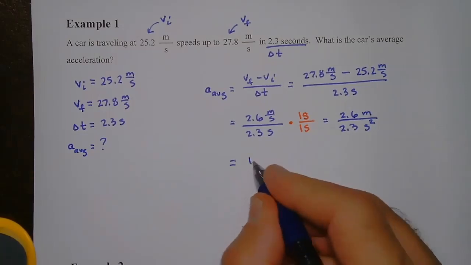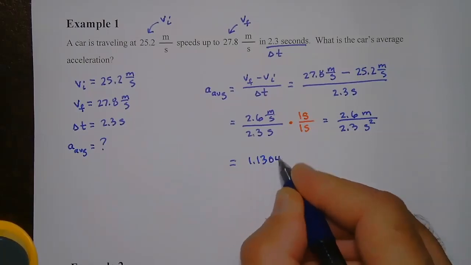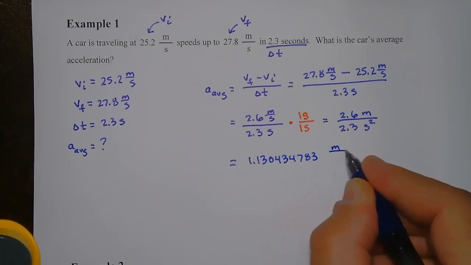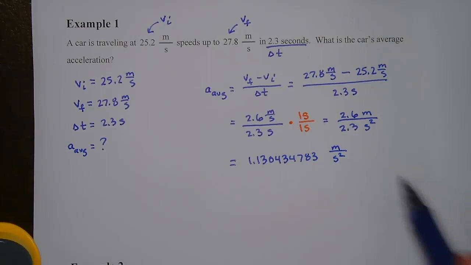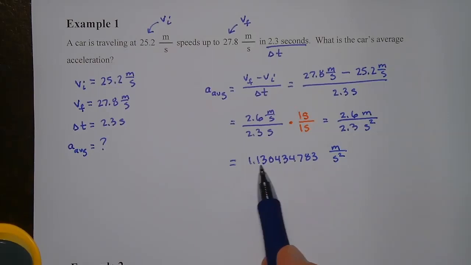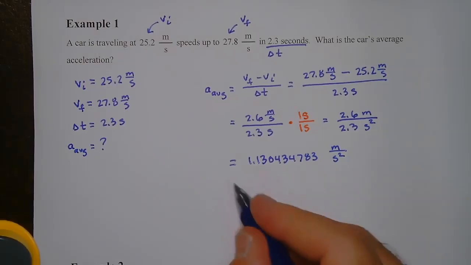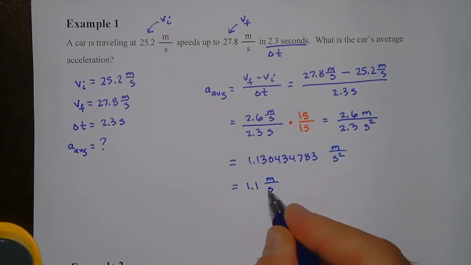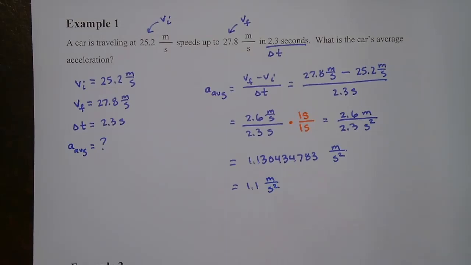So 2.6 divided by 2.3 gives us 1.130434783 meters per second squared. But what did I just say? We can only have two significant figures, right? So this is 1 point, and then here's 1. This third significant figure, which is 3, is going to cause that 1 to stay 1. So rounding to two significant figures would be 1.1 meters per second squared. And that's our answer. That was the average acceleration for these 2.3 seconds. All right, let's do another problem.